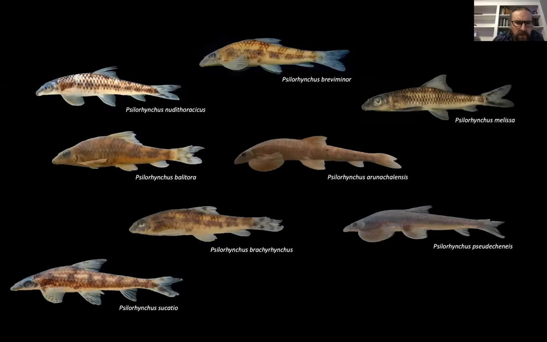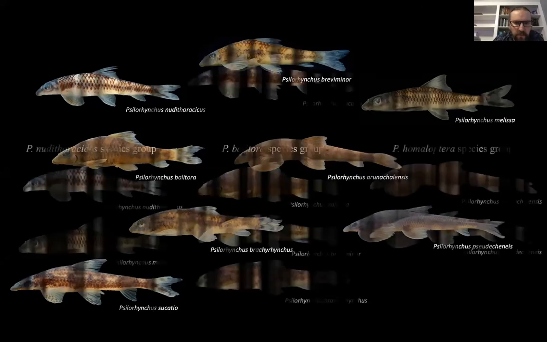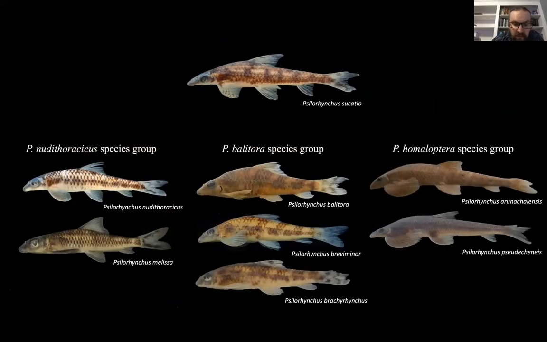And when I had found that variation and accumulated it, I tried to make sense of it. And what I was able to do with that was propose groupings of Cyrenacus based on this variation. And I proposed 3 species groups, the Nudifracicus species group, the balatora species group, and the Homoloptera species group. And Cyrenacus cicadio, which is the type species of the genus, I suggested didn't belong to any of these 3 groups.